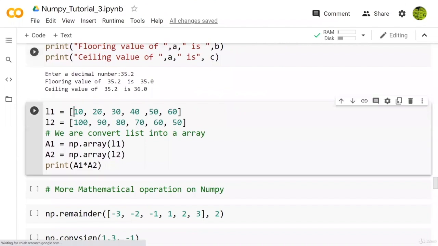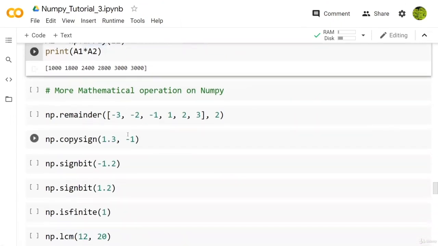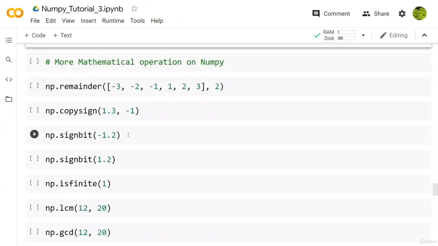Suppose you have two lists like this, I can convert these lists into arrays and each element can be multiplied. It is very difficult to do that in a list, but it is very easy to do in an array. So I've converted these two lists into arrays, and you can see I can multiply each element very easily. So let's see a lot of the next mathematical operations which are possible with NumPy.